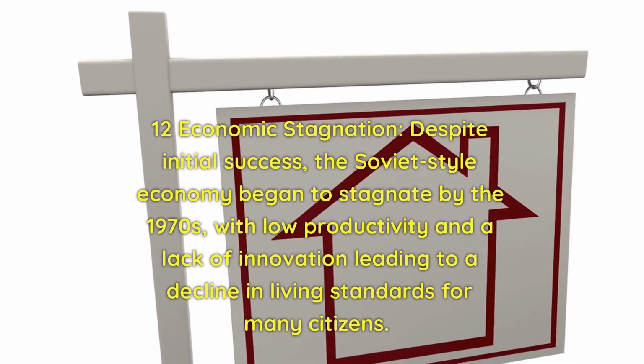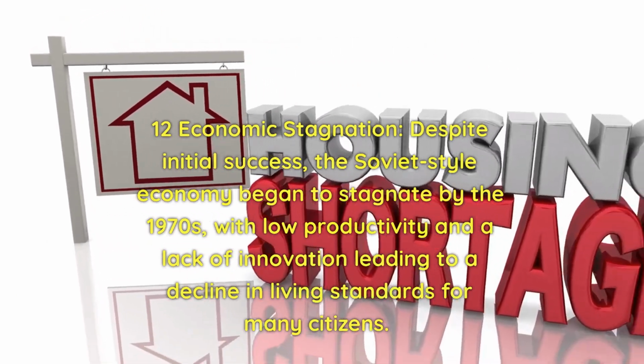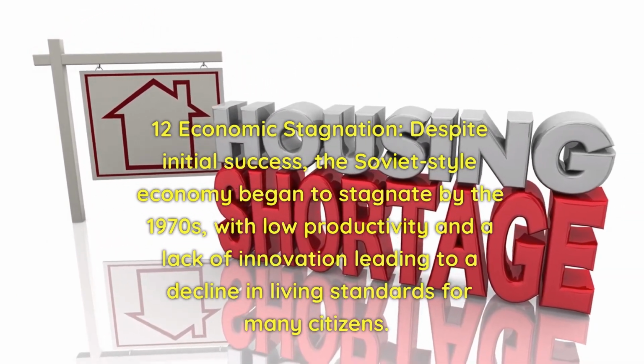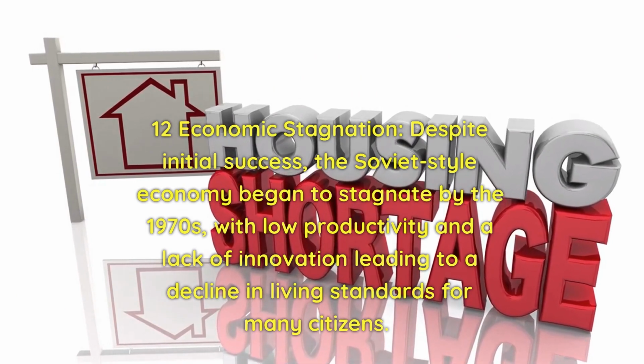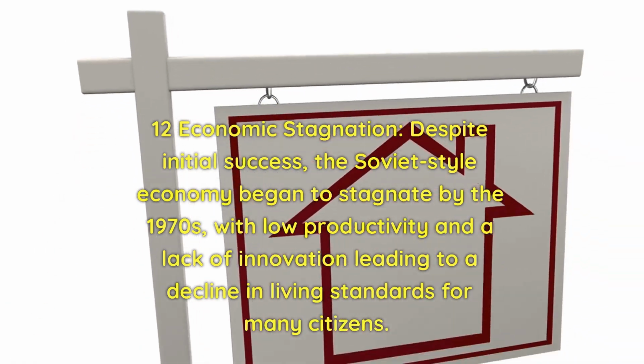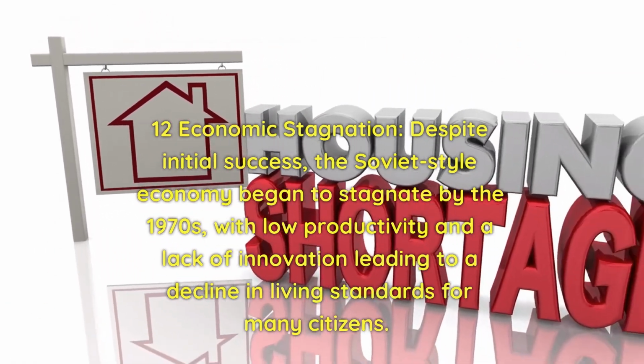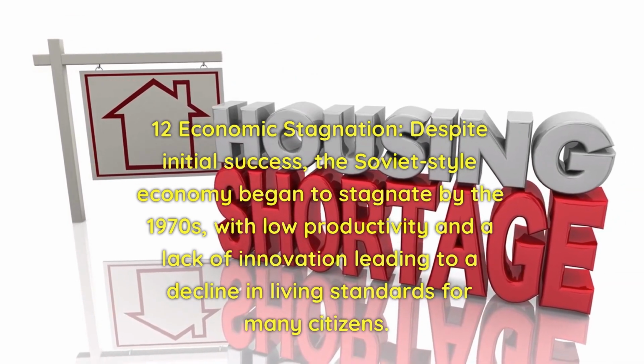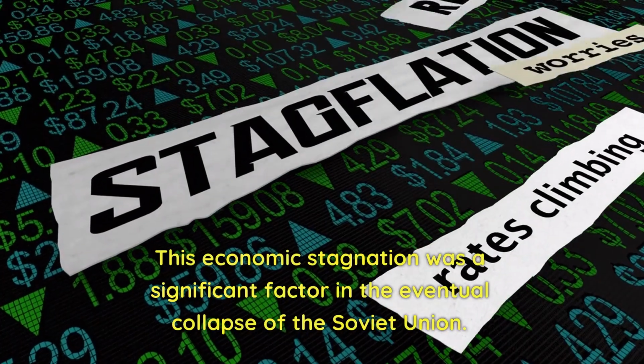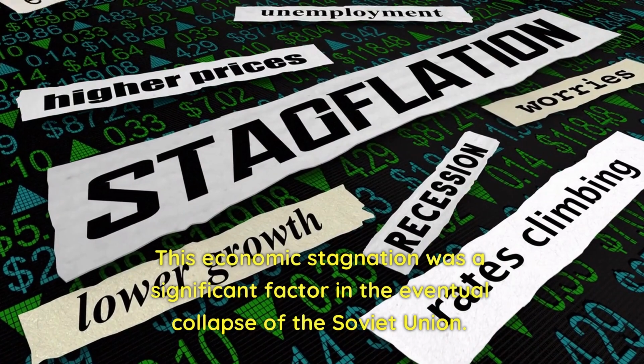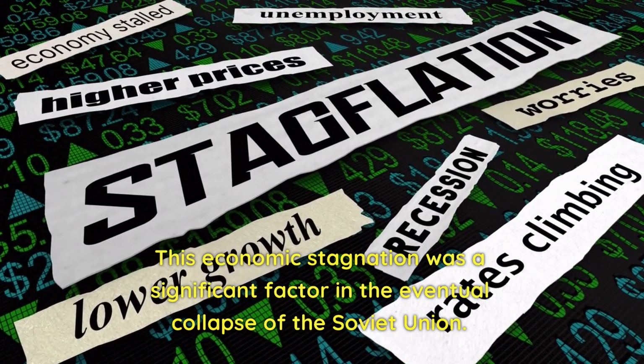12. Economic stagnation. Despite initial success, the Soviet-style economy began to stagnate by the 1970s, with low productivity and a lack of innovation leading to a decline in living standards for many citizens. This economic stagnation was a significant factor in the eventual collapse of the Soviet Union.